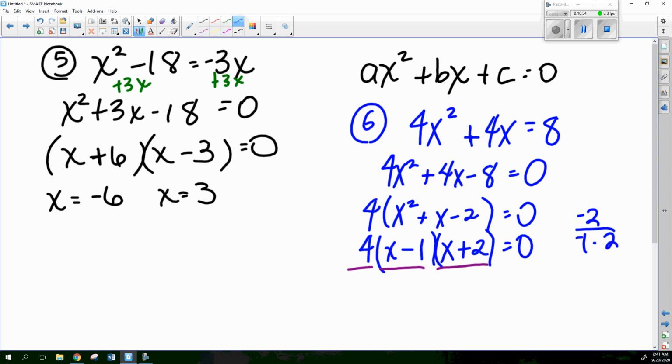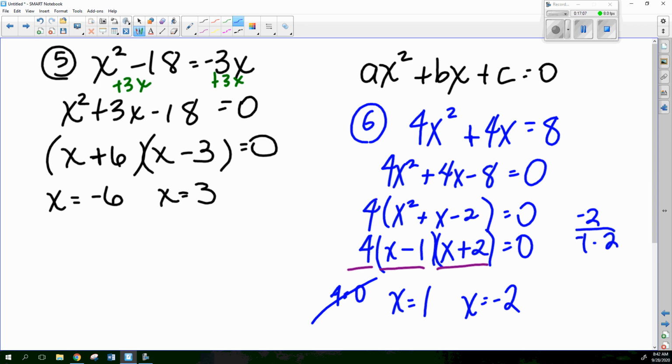But when you set 4 equal to 0, is there an x to solve for? No, so you just cross it out. That does not give you a solution, okay? Only the ones with variables give you a solution. So, Keith, what did you get for one of your solutions? Positive 1. And Jamie, what did you get for the other one? -2. Very good, okay? Any questions?